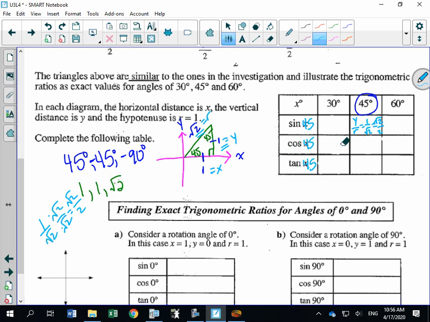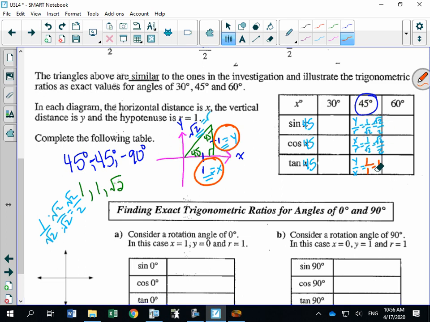Cos of 45 degrees, what would that be? So cos is x over r. x is 1 over root 2. And if you rationalize it, you get the same thing as sine of 45, so root 2 over 2. Tan of 45, tan is y over x. Go to my special triangle, and y is 1, x is 1, and the tan of 45 degrees is equal to 1.